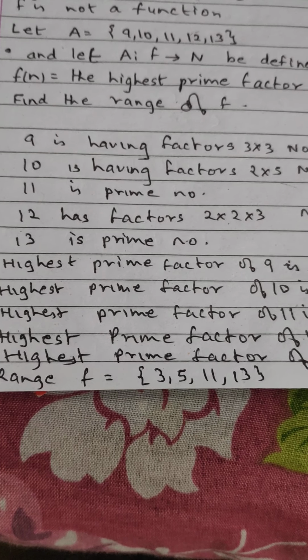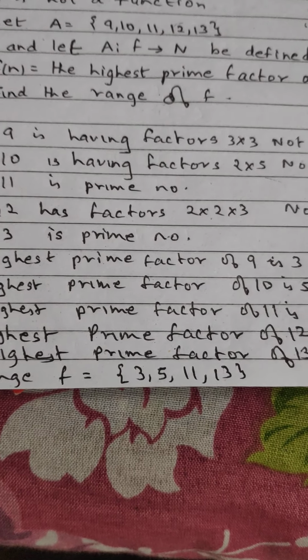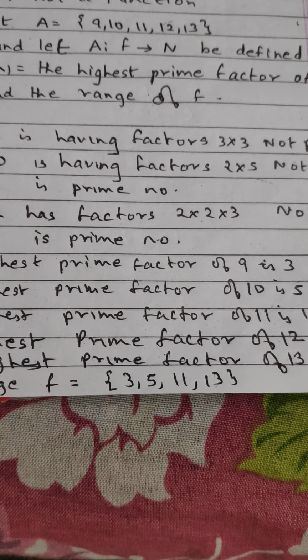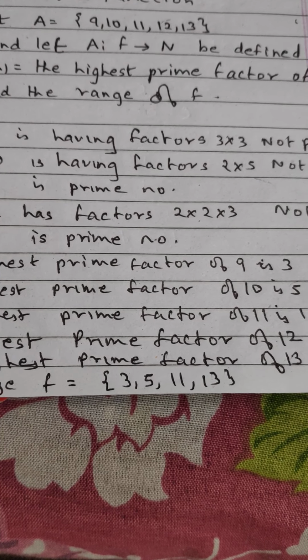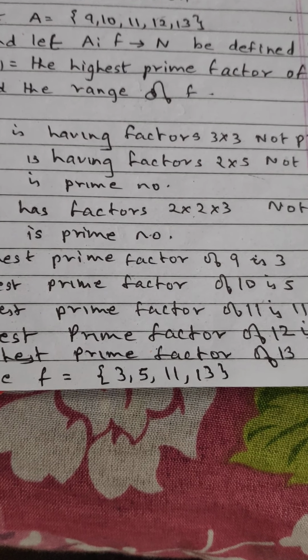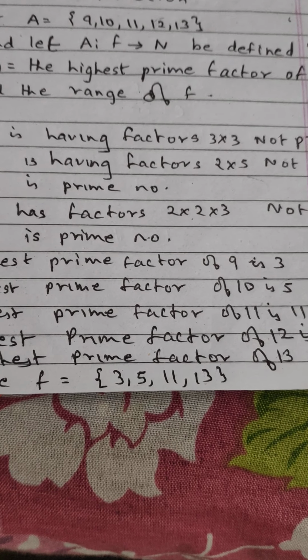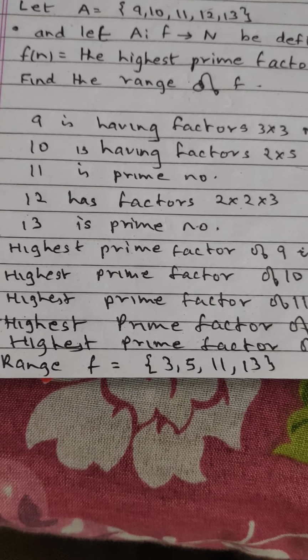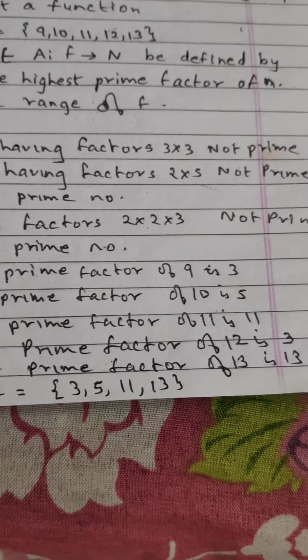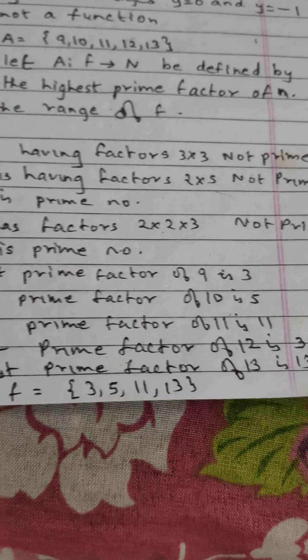Now what are the highest prime factors of these numbers? The highest prime factor of number 9 is 3. The highest prime factor of 10 is 5. The highest prime factor of 11 has to be 11 because there is no other factor. The highest prime factor of 12 is 3. And the highest prime factor of 13 is 13.